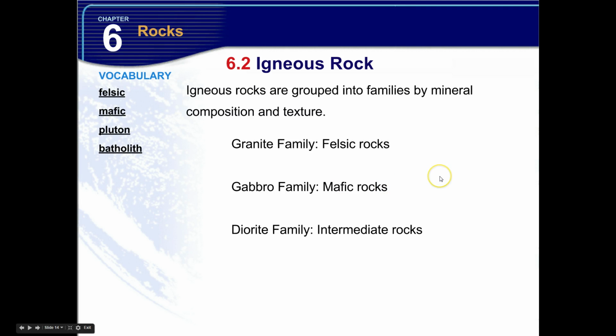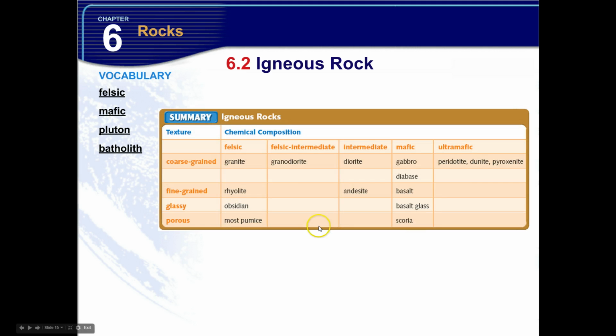So igneous rocks are grouped into families by mineral composition and texture. The first is the granite family, that's all the felsic rocks. The gabbro family, all the mafic rocks, and the diorite family, these are the intermediate rocks. Here's the summary chart for igneous rocks. The texture, coarse grain, which means you can visibly see the crystals without any microscope or lens or anything like that. Very fine grain. You can somewhat see small crystals, but they're very small. It would probably take a magnifying glass to see them.